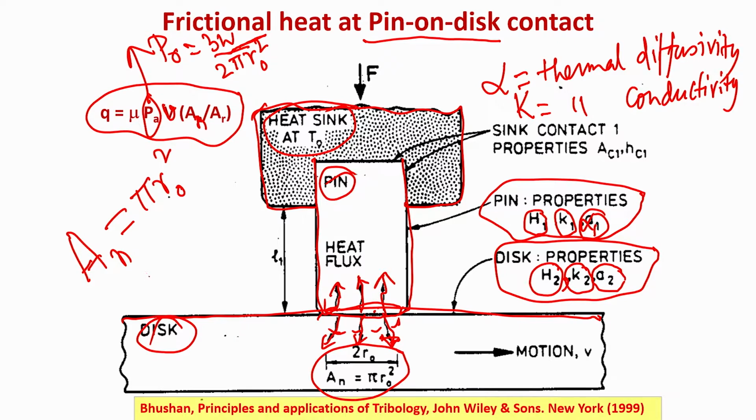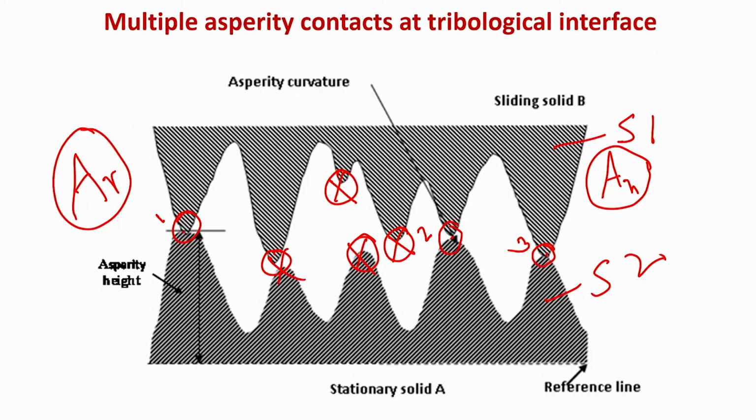Now, let me write this equation again. Q is equal to mu P naught V A n divided by A r, where V is the sliding velocity. A n is your nominal contact area, pi r naught square, and P naught is equal to 3 W by 2 pi r naught square. Your real contact area is A r. If you look at this slide, it is very clear that A r would be much less than A n, right? Physically it is clear, because the nominal contact area is across the entire surface and the real contact area constitutes only the asperity contact.